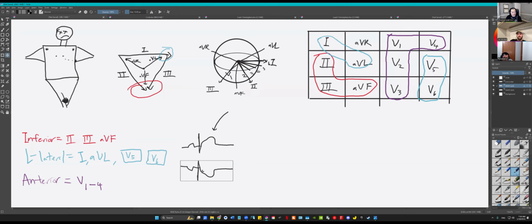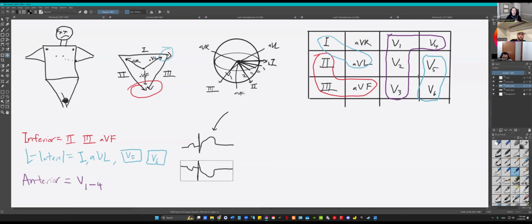Stop me if you have questions. Okay, so if you're looking for an ST elevation in one part, you need to find an ST depression at some other zone, preferably the opposite, but the heart's never that precise. So if you see ST elevations in, for instance, 2 and 3, you should see ST depressions in some anterior lead or some left lateral lead.